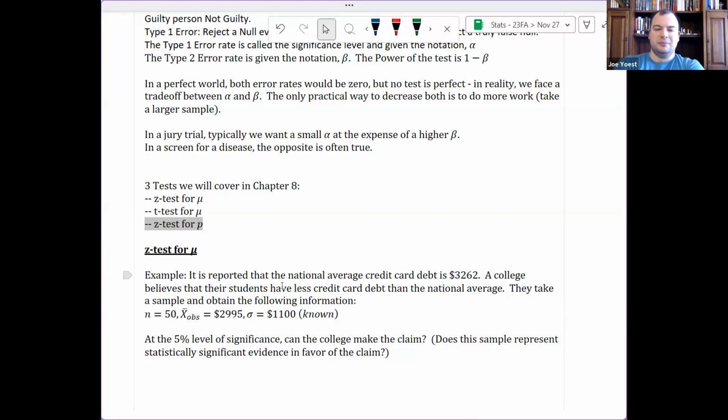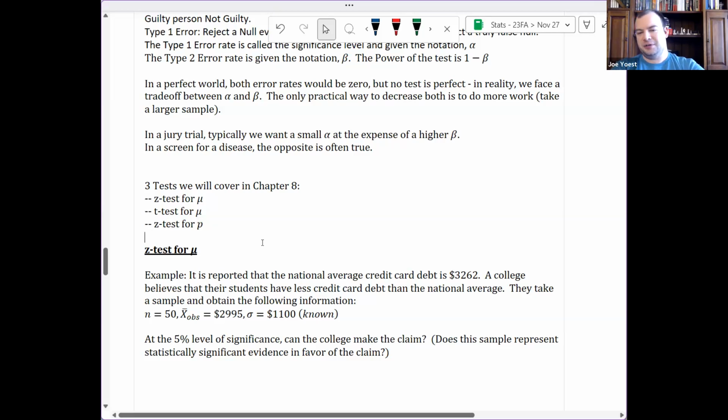And then the third thing that we'll see, fairly similar to these other tests, is the z-test for proportion. And this obviously mirrors the confidence interval, the 3 different confidence intervals we had for mu and for proportion. We're not going to talk about testing for variance or standard deviation.